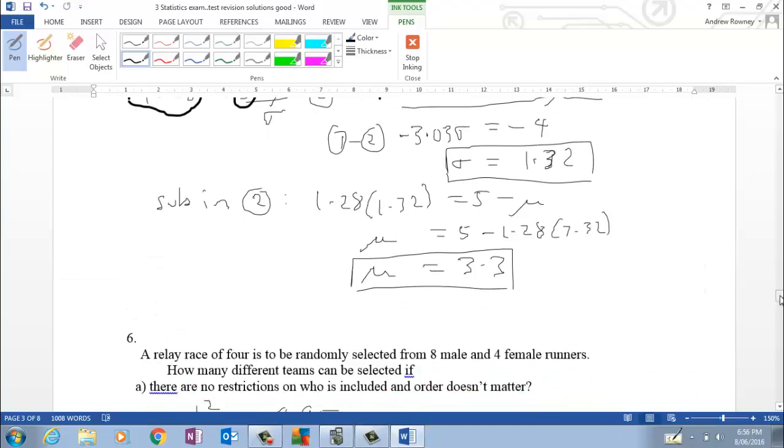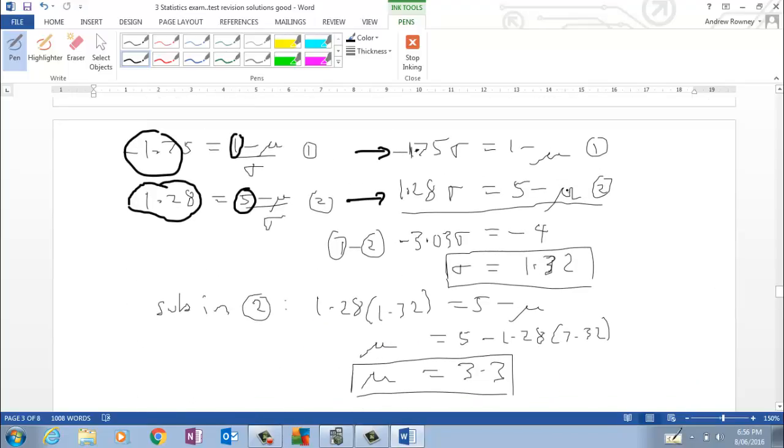We subtract those two, because if you want to eliminate mu, you have to do minus mu minus minus mu, which is minus mu plus mu, which is 0. So you take that value, take that value, and you'll get minus 3 equals minus 4, and so you divide both sides by minus 3.03, and so sigma is 1.32. Plug that back into equation 2, and you'll then get the mean as 3.3.